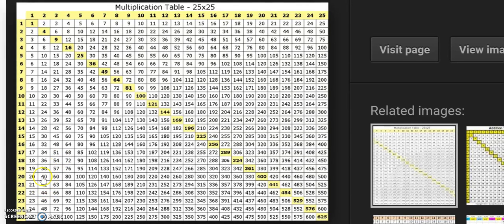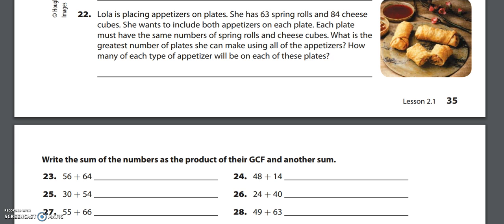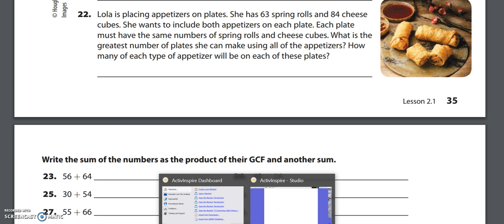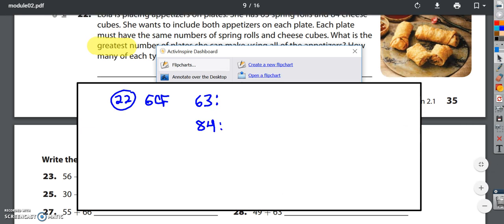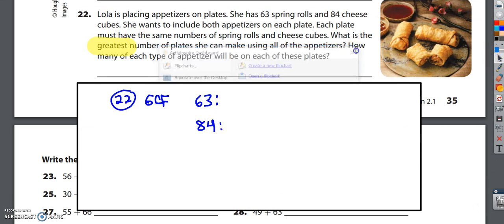So I'm going to go down here and I say, oh, look, there's 63. And right next to it is 84. So what does that mean? It means that 21 goes into 63. And it means that 21 goes into 84. And this, when I look up, it means 3 times, and it means 4 times. So what did I just tell you? Here's what I just told you. And if you didn't know this method for using this multiplication chart before, you're going to learn it now.